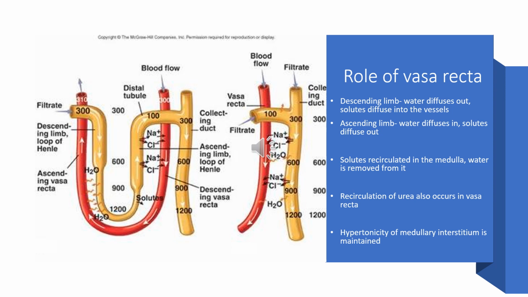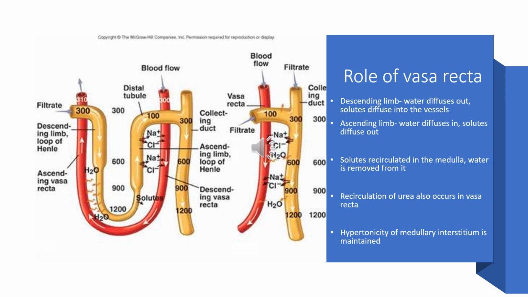By the time it reaches the ascending limb of vasa recta, the concentration of the solutes will be much higher. And this causes the diffusion of these solutes into the medullary interstitium. This diffusion of solutes back into the medullary interstitium is accompanied by the movement of water from medullary interstitium into the ascending limb of vasa recta.